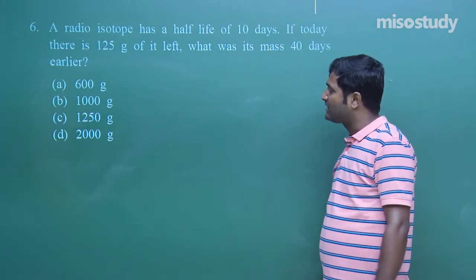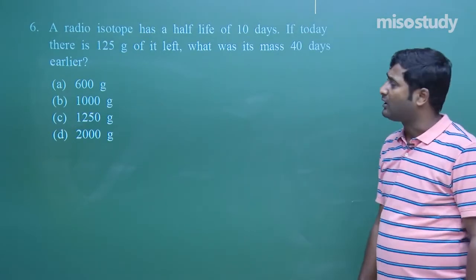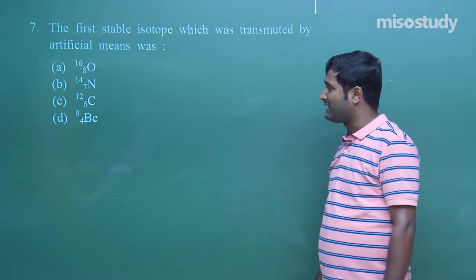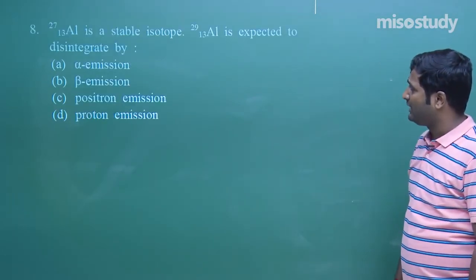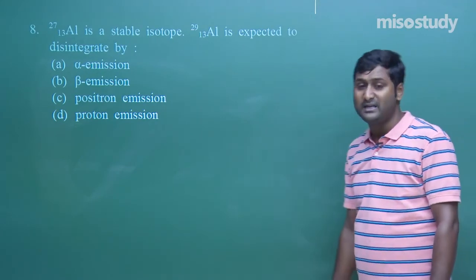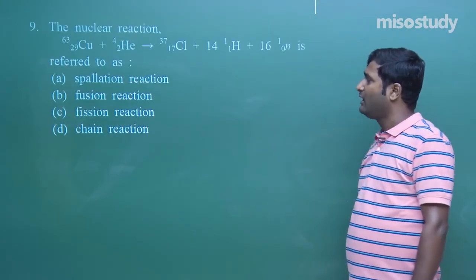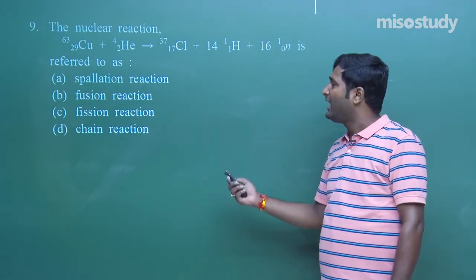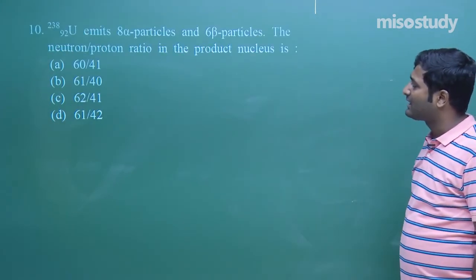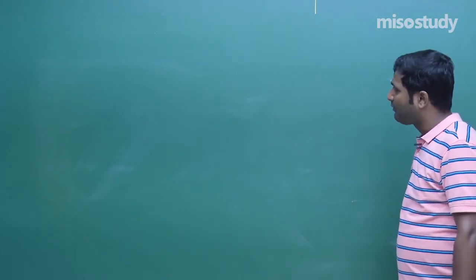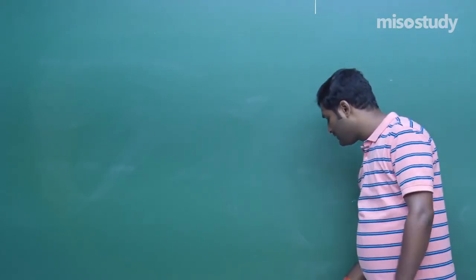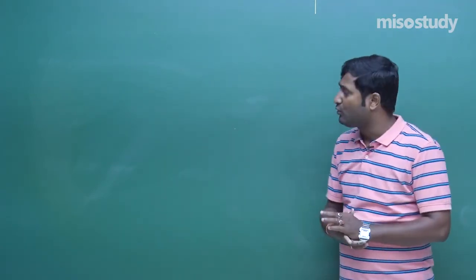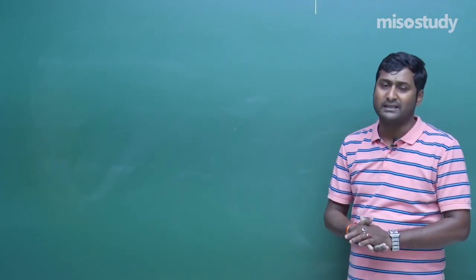For question number 6, what is the correct option? D is the correct option. For question number 7, that is B, that is nitrogen-14, 7. For question number 8, stable isotope expected to disintegrate by beta emission, B is the correct option. For question number 9, that is spallation reaction, A is the correct option. And for question number 10, C is the correct option, 62/41. Now I think you can easily solve such kind of question. So these were a few questions related to the JEE Main exam pattern.